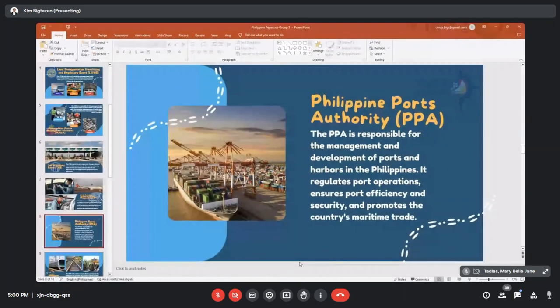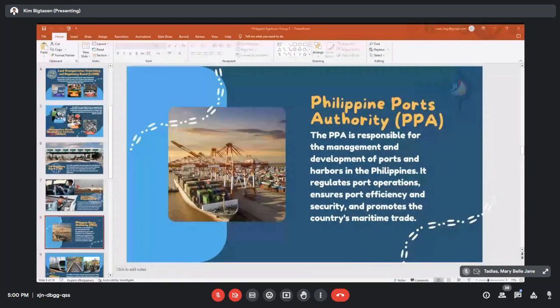Philippine Ports Authority is responsible for the safety and security sa mga barko ng mga gadaong sa port. The PPA is responsible for the management and development of ports and harbors in the Philippines. It regulates ports operation, ensures ports efficiency and security, and promotes the country's maritime trade.